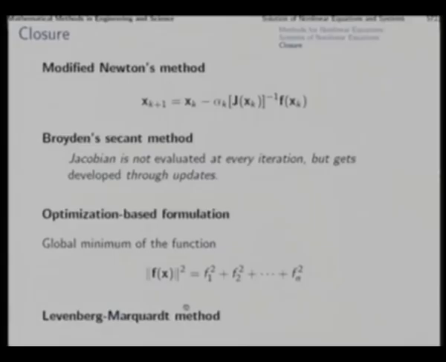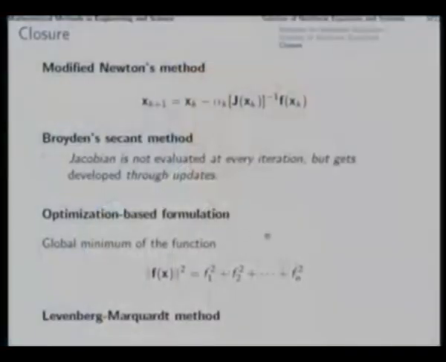The Levenberg-Marquardt method is one optimization method which is particularly suitable for this kind of equation solving process and least square minimization problems, which we will discuss later, because the proper appreciation of this method will be possible only after some discussion on the methods of nonlinear optimization, a topic which we start from the next lecture.